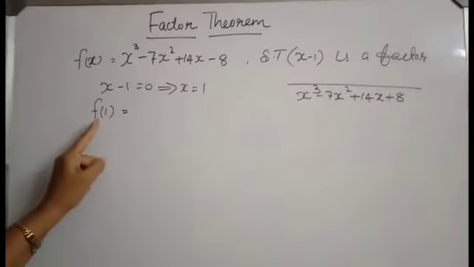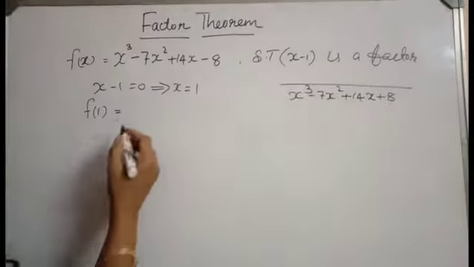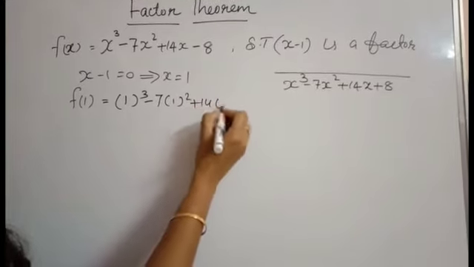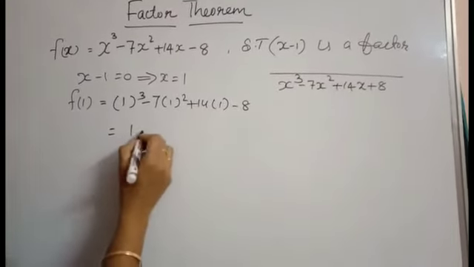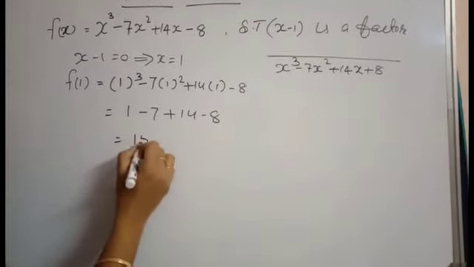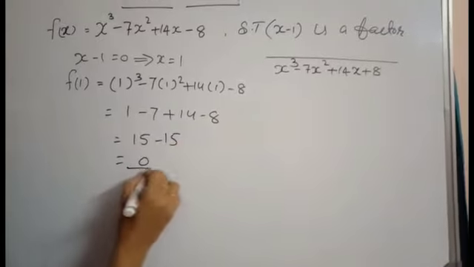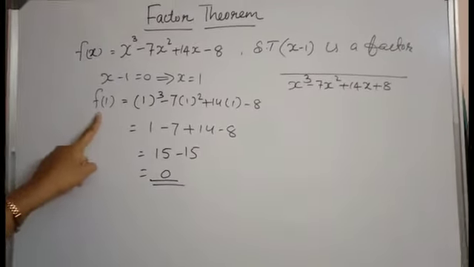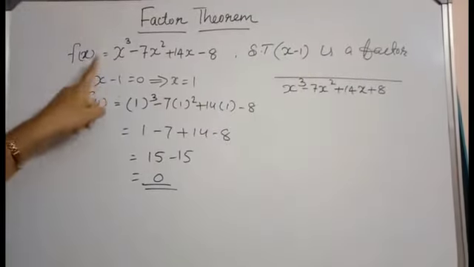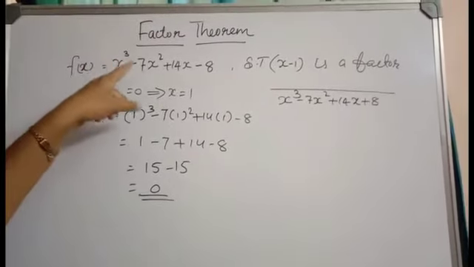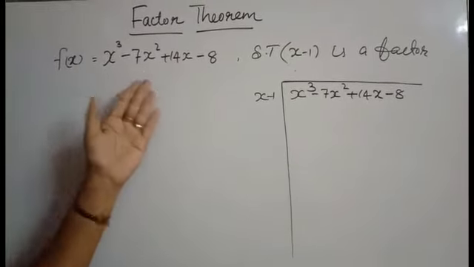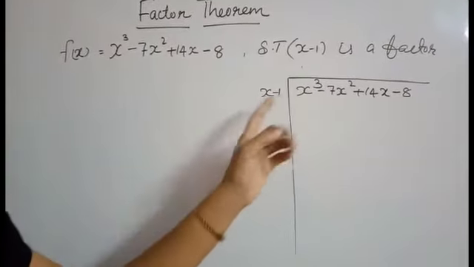Now you need to substitute x is equal to 1 in this expression. You will get this as 1 cube minus 7 into 1 square plus 14 into 1 minus 8. So that's equal to 1 minus 7 plus 14 minus 8. So it's equal to 15 minus 15, that is 0. So you got the remainder f of 1 as 0. Therefore, what we can say? We can say that x minus 1 is a factor of f of x, that is this x cube minus 7x square plus 14x minus 8. Now, let's factorize this expression completely. You need to divide the given expression by x minus 1.